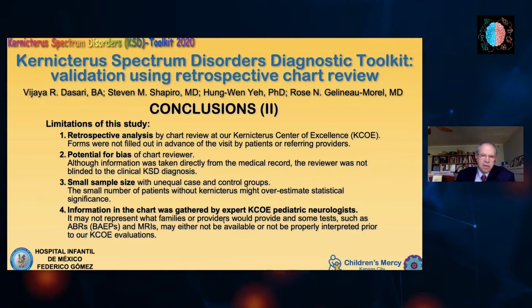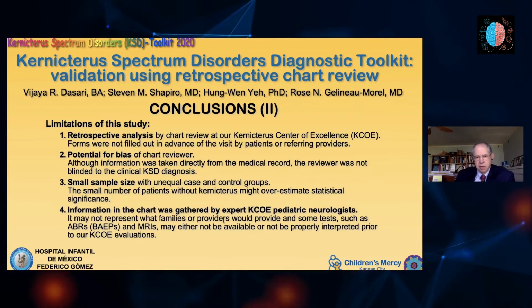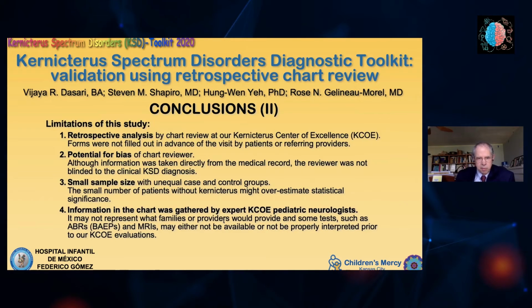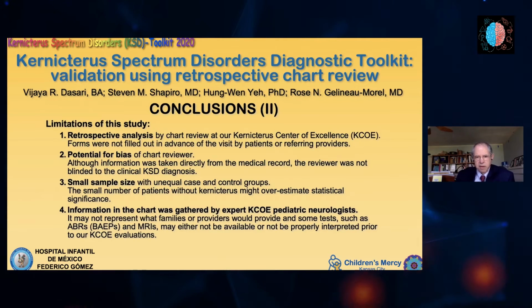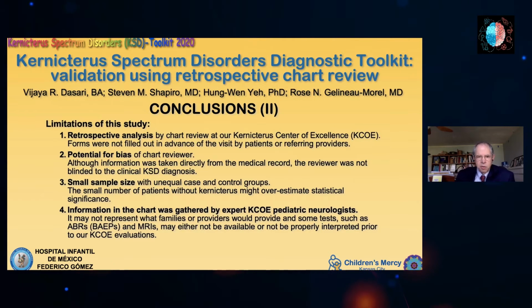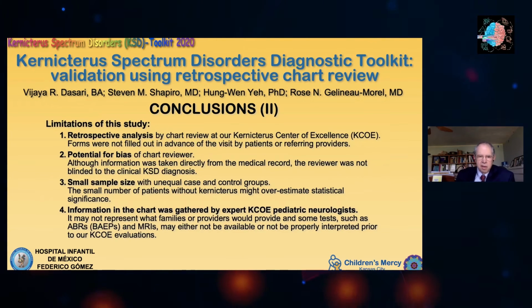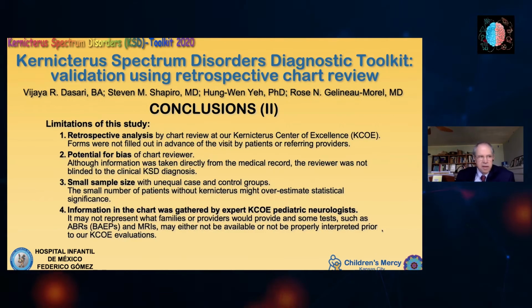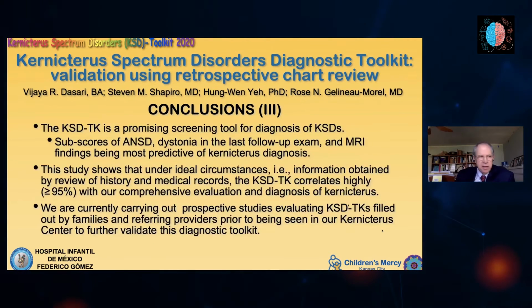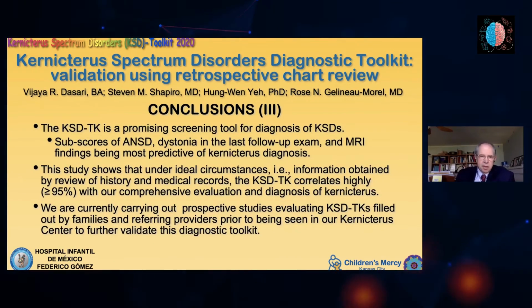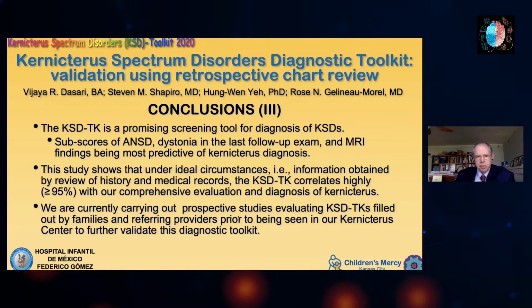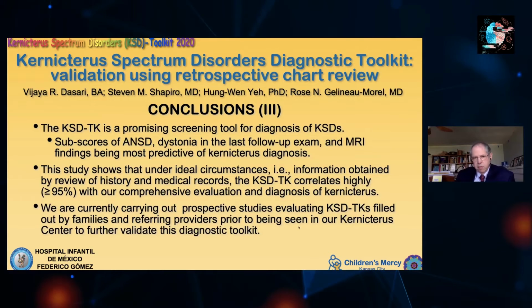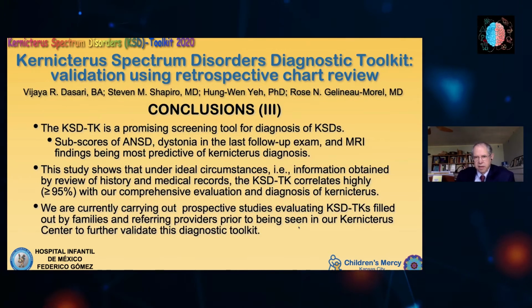And the information in the chart was gathered by us, pediatric neurology, bilirubin, kernicterus experts, and may not represent what the families or providers would provide. And some tests might not be available, BAERs or MRIs, or properly interpreted. So my final conclusion is it's a promising tool. It shows that under ideal circumstances it could work, and we're carrying out prospective studies evaluating these forms filled out by families and referring providers prior to being seen in our clinic to further validate it.